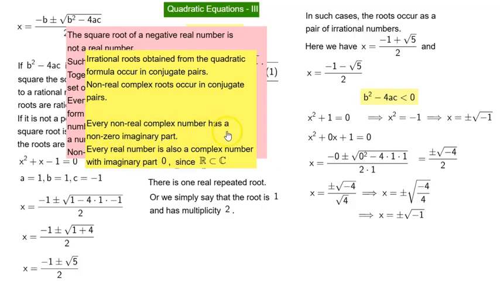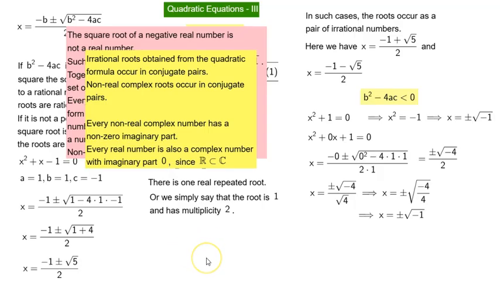Every non-real complex number has a non-zero imaginary part. This is where we come back to this previous point. Remember, complex numbers are a plus ib. So complex numbers which are non-real will have a non-zero imaginary part. And every real number is also a complex number with imaginary part 0.